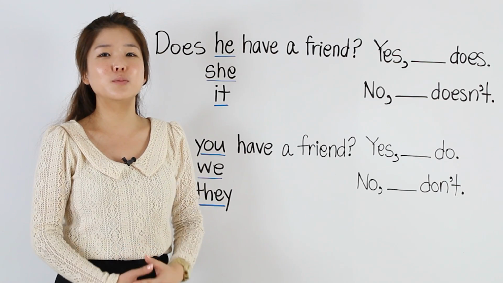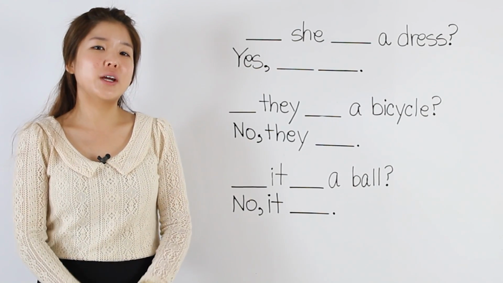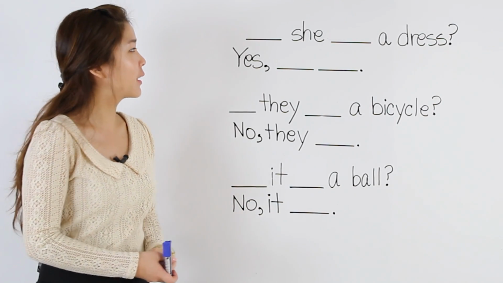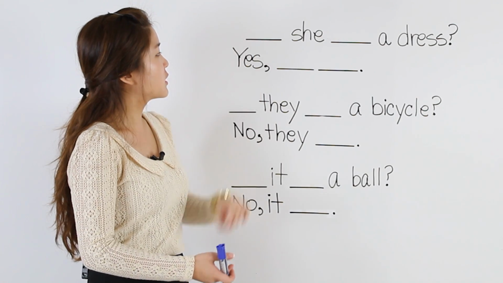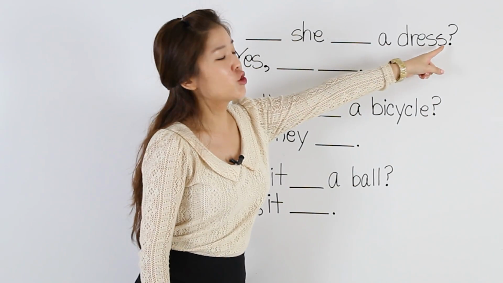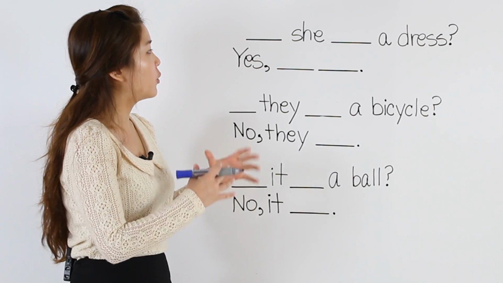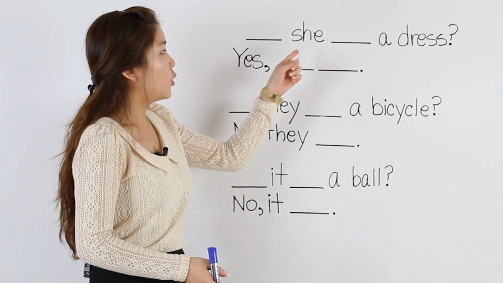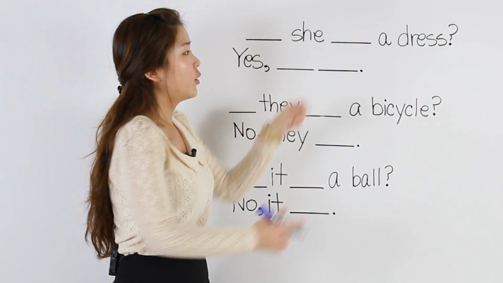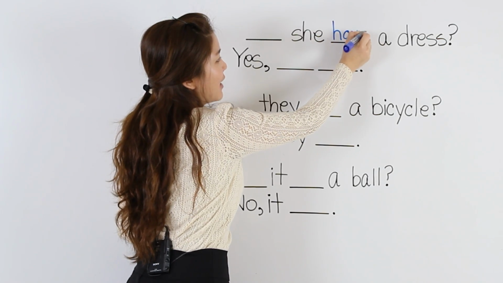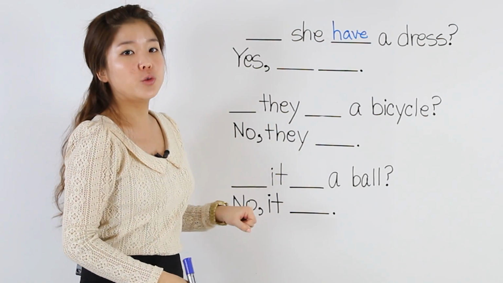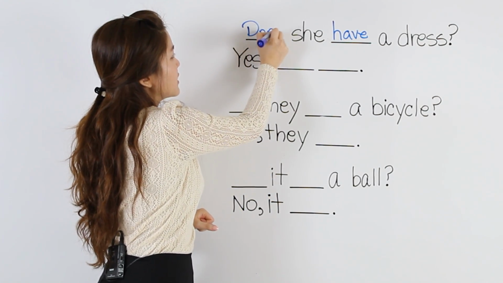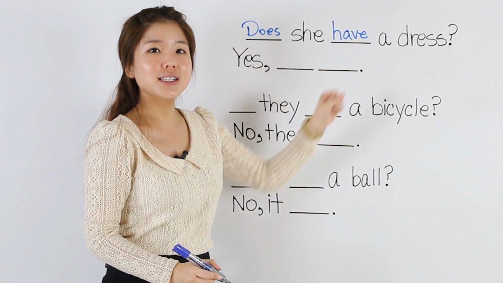Okay, let's move on to some more practice. Let's try this practice together. I know it looks hard, but I'm going to help you. Okay, so let's look at the first practice. It's a question. Okay, so remember, when we ask a question, we begin with do or does. Okay, we have she. Well, remember, for all questions, we use have. In the front, should we use does or do? The answer is does. Does she have a dress?